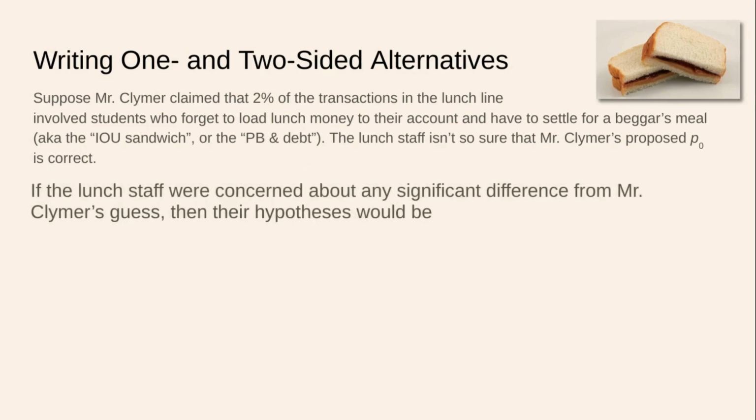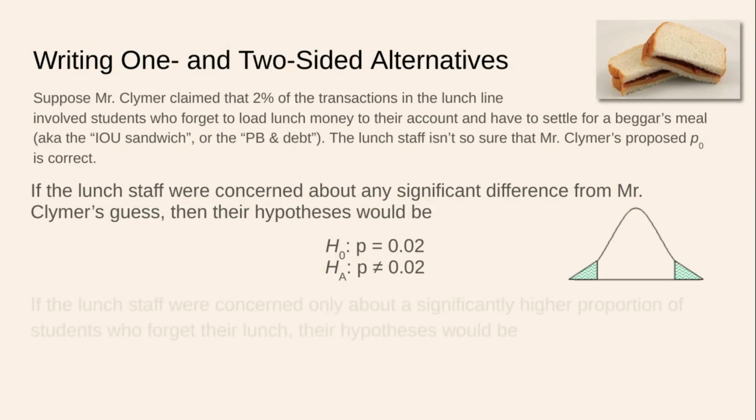So if the lunch staff were concerned about any significant difference from Mr. Clymer's guess, then their hypotheses would be H sub 0, null hypothesis, P equals 0.02, and H sub A, alternative hypothesis, P is not 0.02. That would be a two-sided alternative. We'd be analyzing both sides of the normal model.